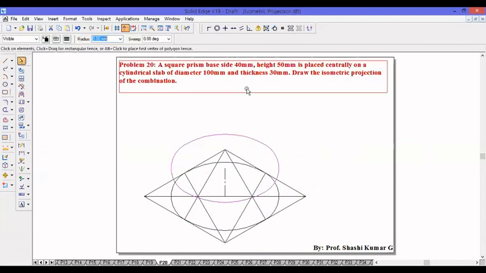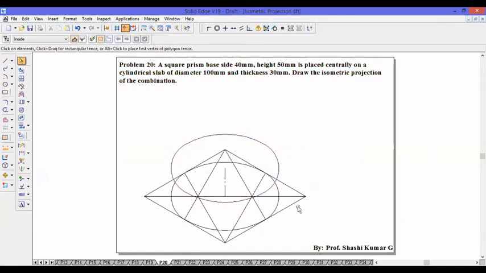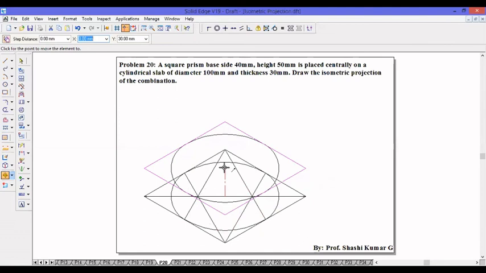Then above this we need to place a square prism of side 40 mm. So now you select this square that we had already drawn for 100 mm. Go for move, switch on copy, copy from the base center and paste it on top of this and reduce the scale. The required square is 40 mm; we already have a 100 mm square. So 40 by 100 will be the scale factor; place it on the top end.